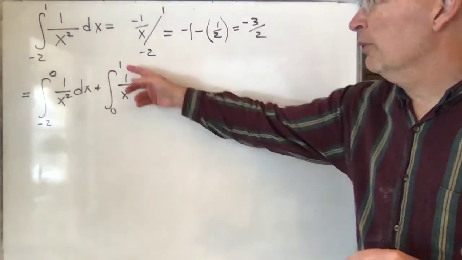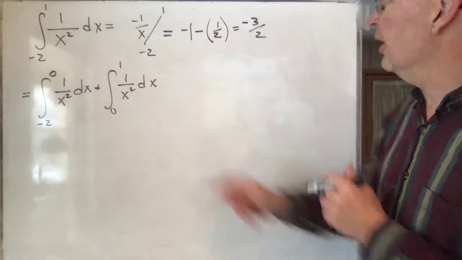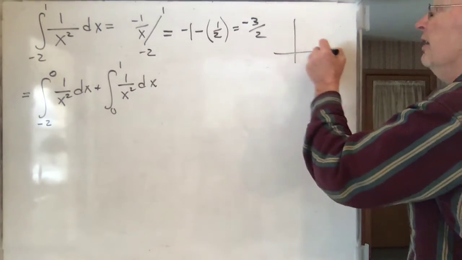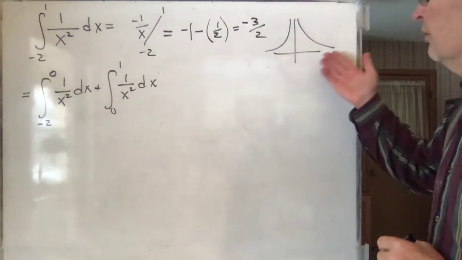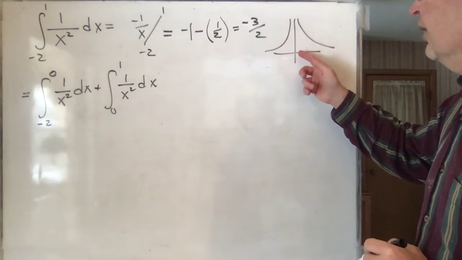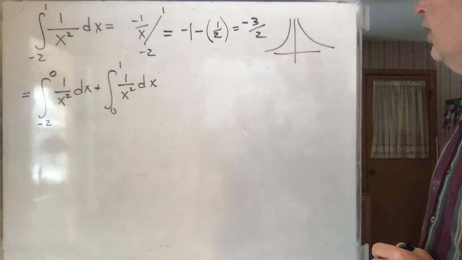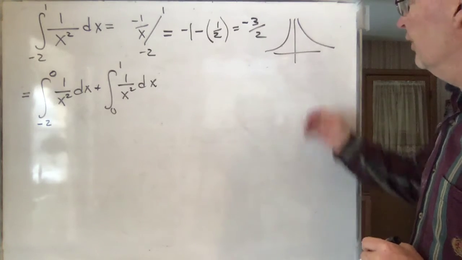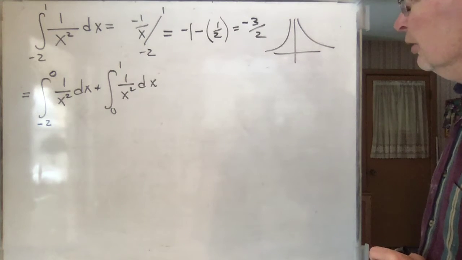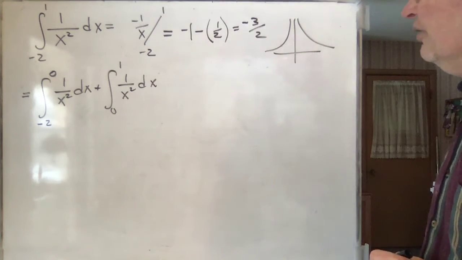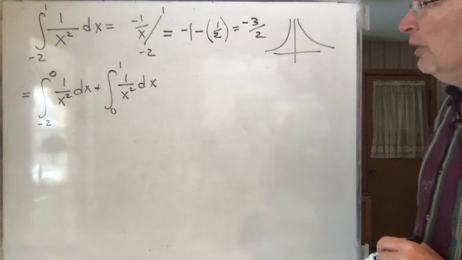Now we need to know how to evaluate this, because it still blows up. Let me draw it up here again. It still blows up at 0, right? So we don't have anything that says that we can evaluate it from 0 to 1, because all of our theorems had to do with continuous functions on closed intervals. This thing is not continuous. It blows up there. So what do we do?